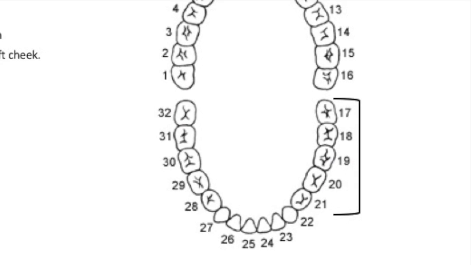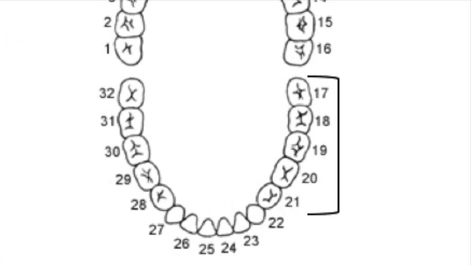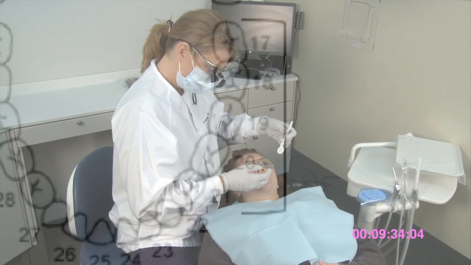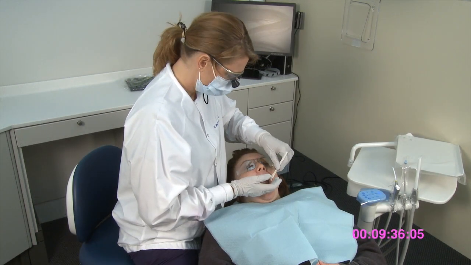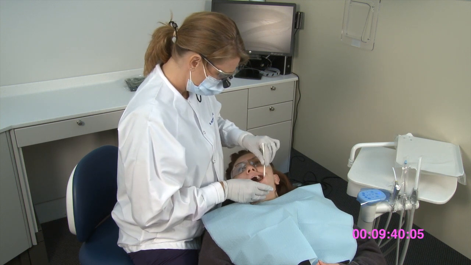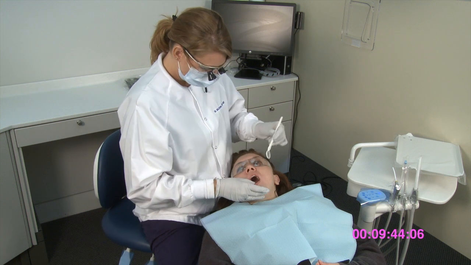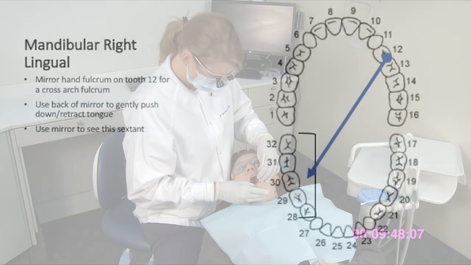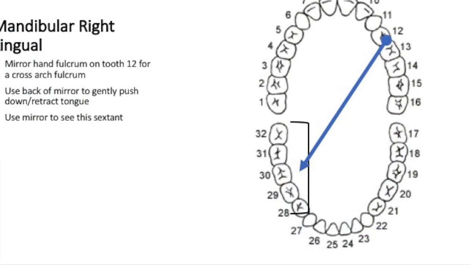Mandibular left buccal. Again, no mirror fulcrum, but will retract the cheek with the mirror. The patient's head is turned towards you. The clinician will sit between 10 and 11. However, you may find that you have to sit closer to 11 to access the mesial and 10:30 to access the distal surfaces. Find the seating area that allows your wrist to maintain a neutral position.